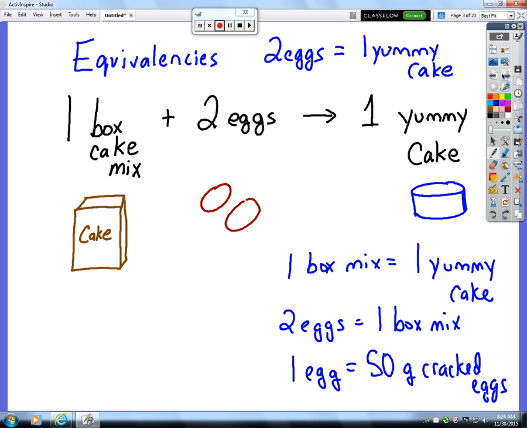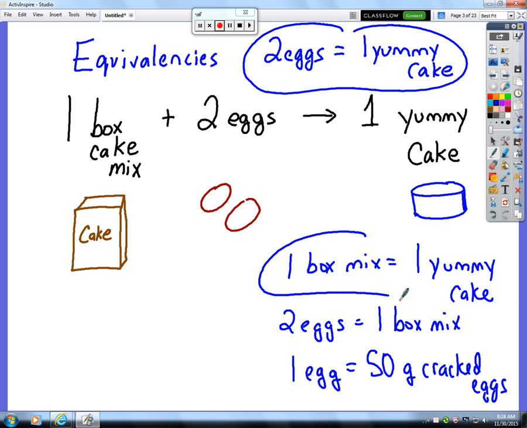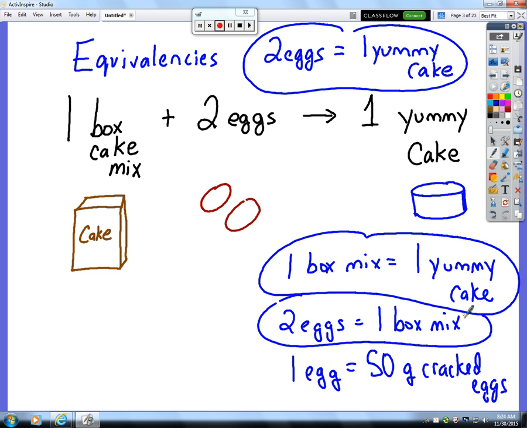Now if you look, I have all these equivalencies, the relationships between the different ingredients and my products. I have 2 eggs equals 1 yummy cake, because that's true. I can see that 1 box of cake mix equals 1 yummy cake. I can also see that 2 eggs equal 1 box mix. And I can see that 1 egg is equal to 50 grams of cracked eggs. I looked that up online.